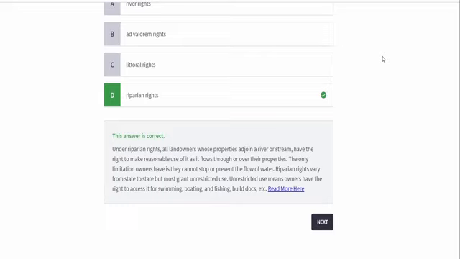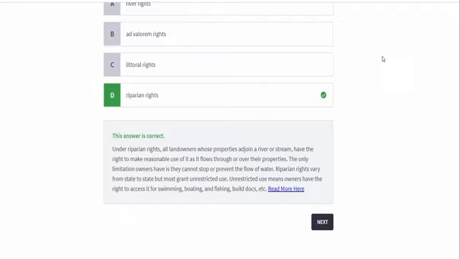The only limitation owners have is they cannot stop or prevent the flow of water. Riparian rights vary from state to state, but most grant unrestricted use. Unrestricted use means owners have the right to access it for swimming, boating, fishing, building docks, etc. So that one's pretty straightforward.